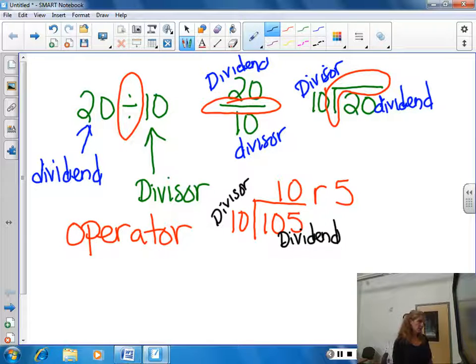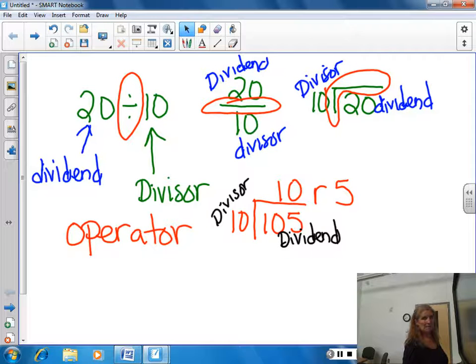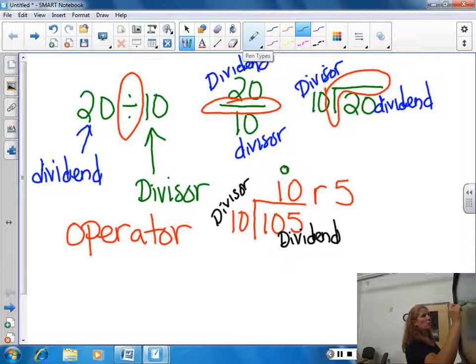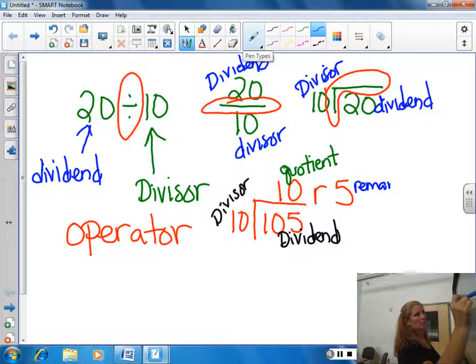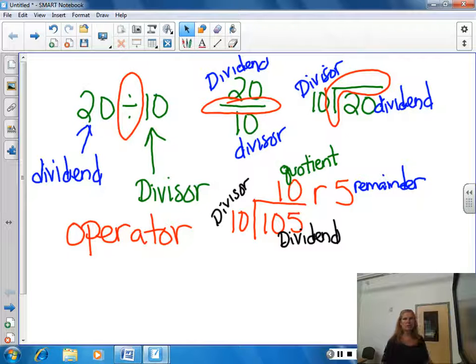What is the answer to a division problem called? That's a quotient, Q-U-O-T-I-E-N-T. We say the quotient. Find the quotient means do the division problem. The R5 is one way to state the remainder. We're going to look at other ways to talk about the remainder. But those are the terminology that you need: dividend, divisor, quotient, and remainder. Those are all 4 new vocabulary terms that you need.